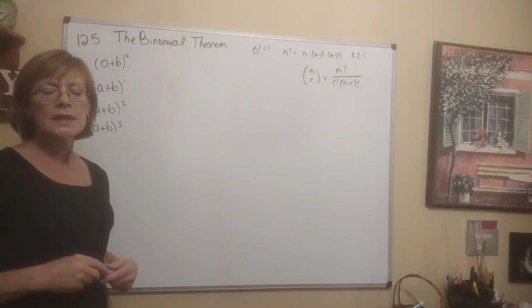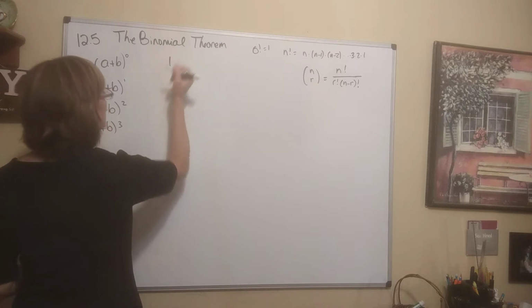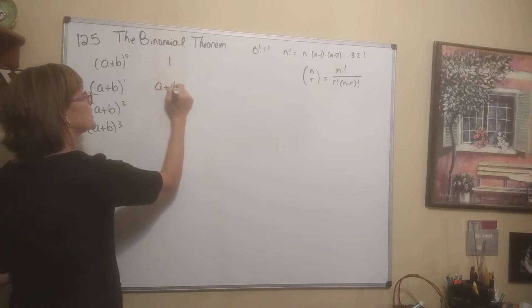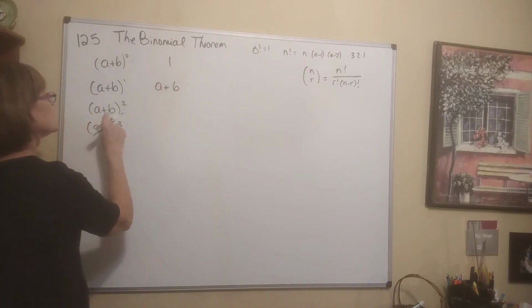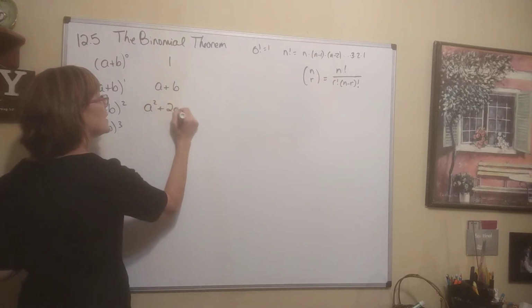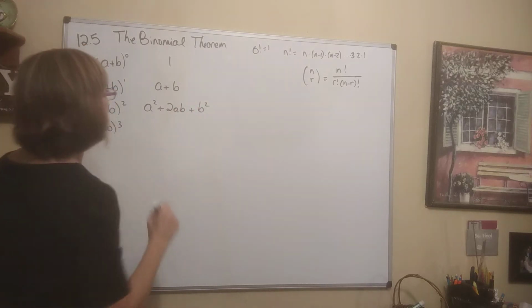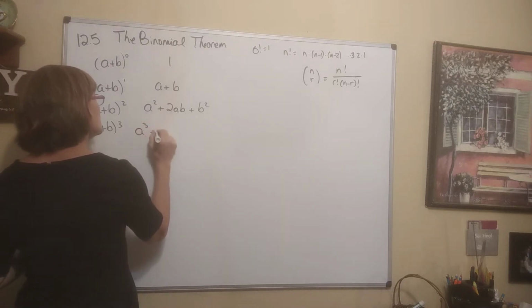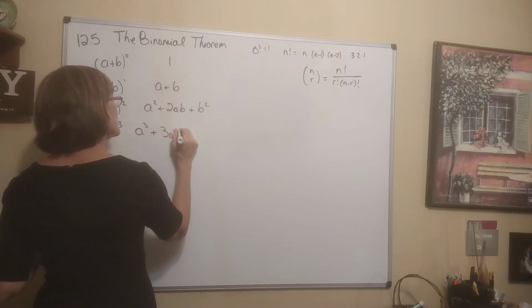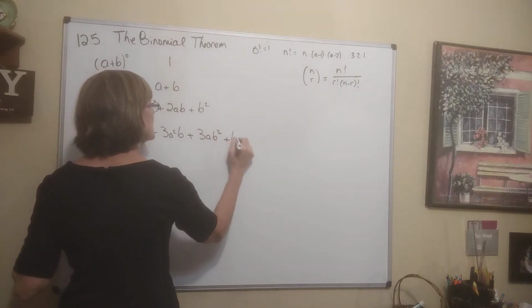Anything to the zero power is equal to 1, right? So this is equal to 1. That's what this is. Okay, that's fine. (a + b) raised to the first power is equal to a + b. (a + b) raised to the second power is equal to a² + 2ab + b². (a + b) to the third power is equal to a³ plus 3a²b plus another 3ab² plus b³.